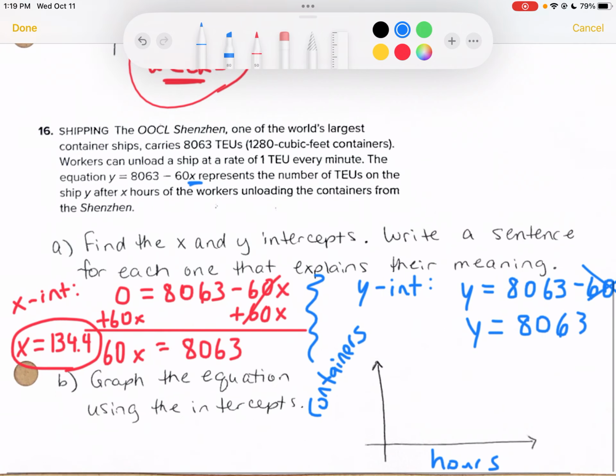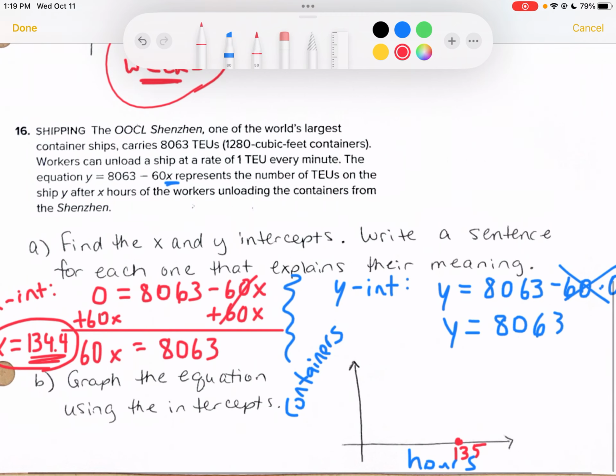The x-intercept is how many hours it takes for there to be 0 containers. So in this case, it's that 135 basically. Okay, I'm rounding this number up. 135 hours. We start with 8,063 containers, and eventually we go to 0. That's what we're looking at.